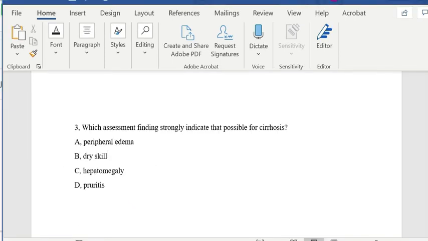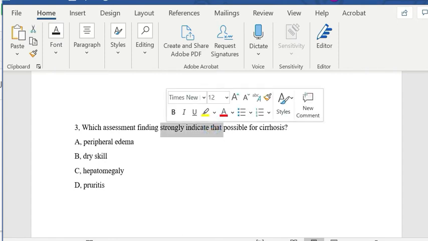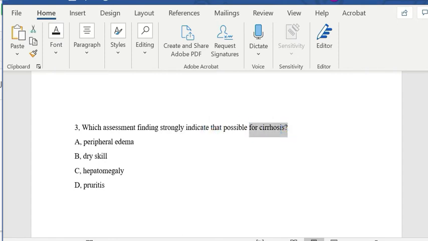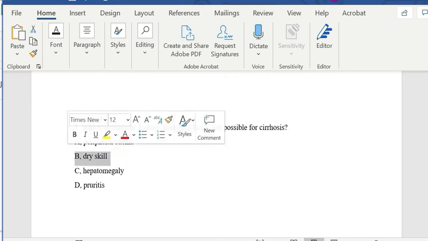Which assessment findings strongly indicate possible cirrhosis? A, peripheral edema. That is a symptom of a patient with cirrhosis, but you also know that heart failure patients can also have peripheral edema. So A is not the answer. And B says dry skin. Well, right now it is fall season. If I don't put lotion on after I take a shower, I can have dry skin as well. So B is not the answer.